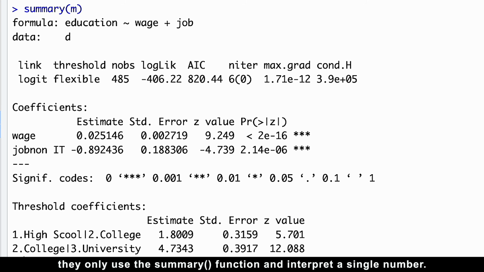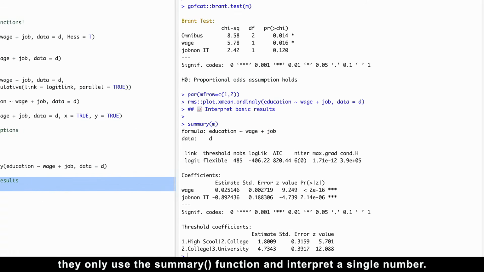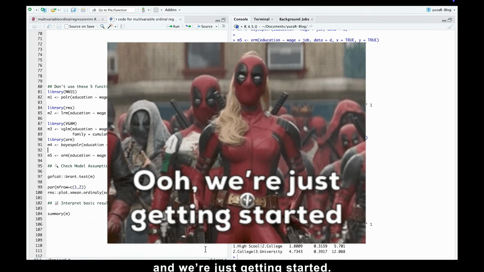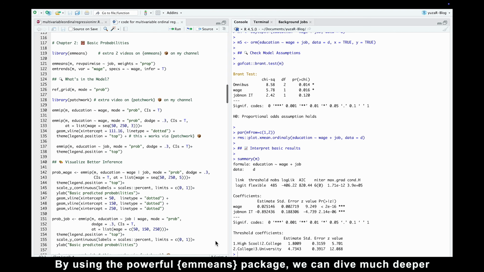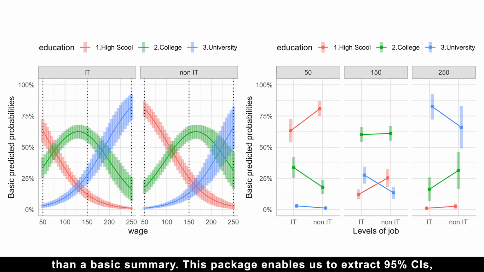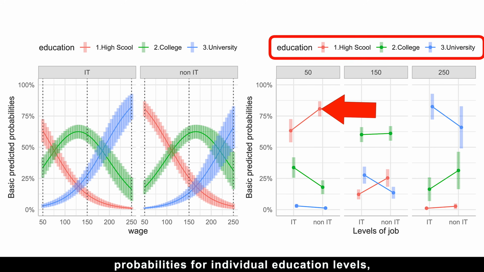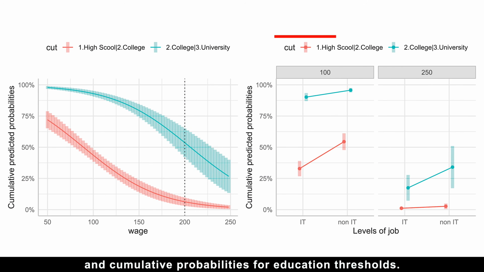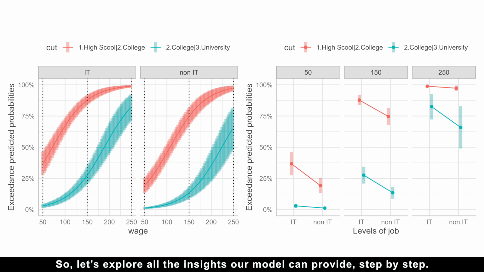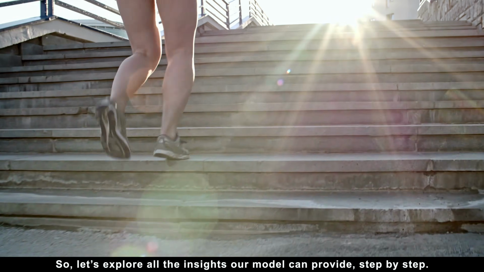They only use the summary function and interpret a single number. However, our model offers far more valuable insights, and we're just getting started. By using the powerful Emins package, we can dive much deeper than a basic summary. This package enables us to extract 95% confidence intervals, probabilities for individual education levels, and cumulative probabilities for education thresholds. It also allows us to perform post-hoc tests to compare these levels using risk differences or risk ratios. So let's explore all the insights our model can provide step by step.